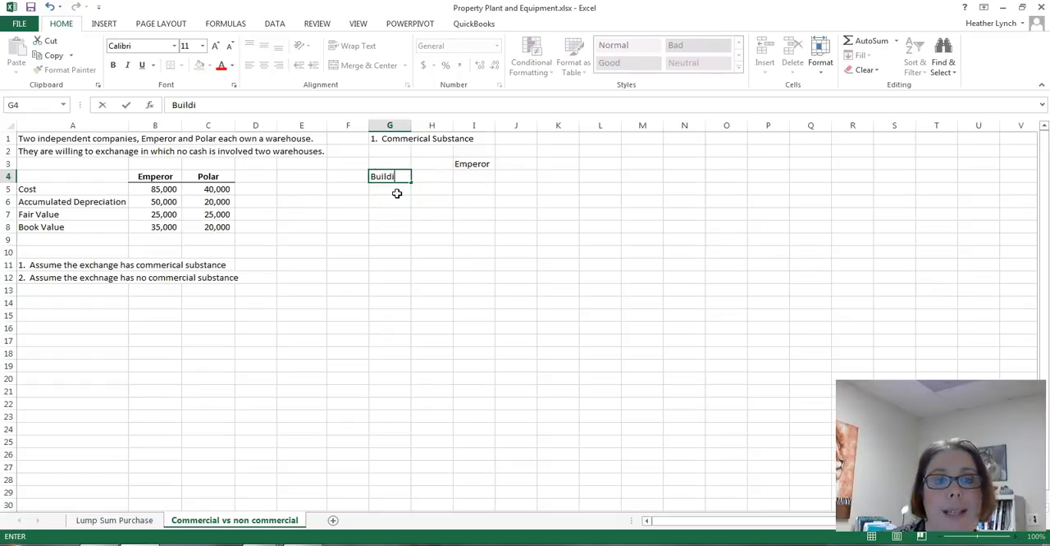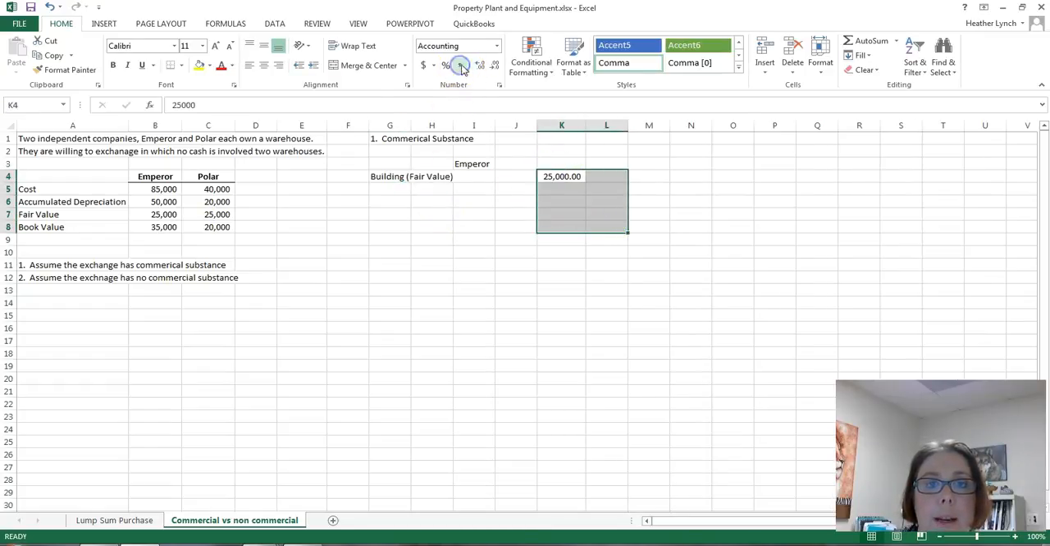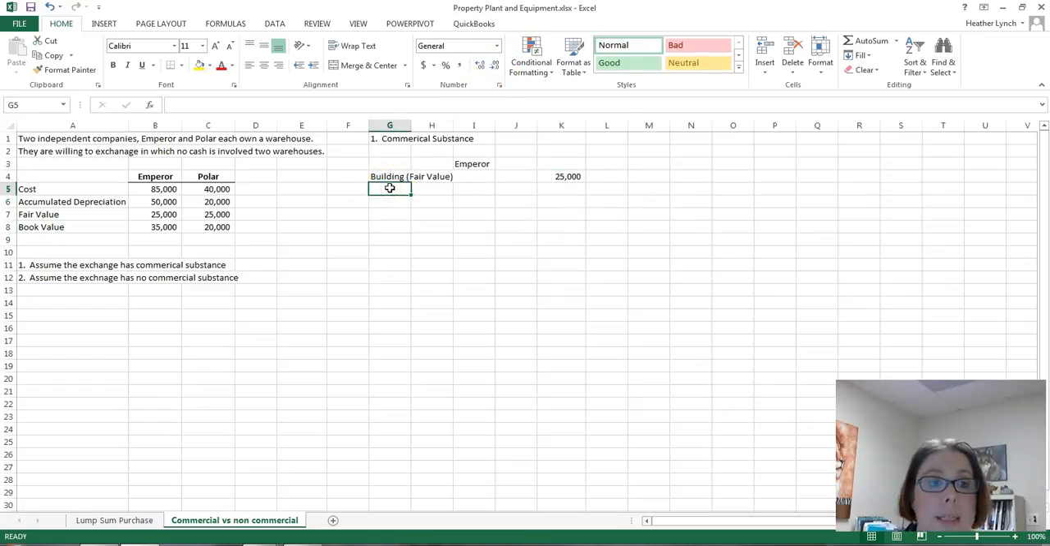So we are going to do a debit to building, and I'm going to put in parentheses fair value because that's how much we have to enter it at, and that's going to be the $25,000 of what Imperial had here. Okay, and then what we need to do is we've accumulated depreciation of $50,000. So we need to take accumulated depreciation.